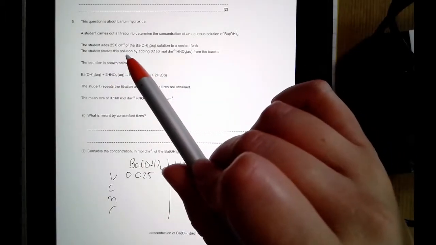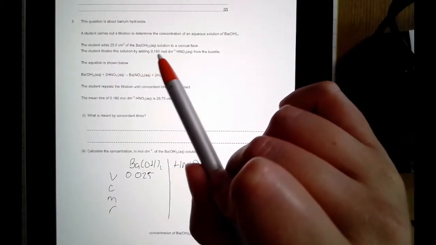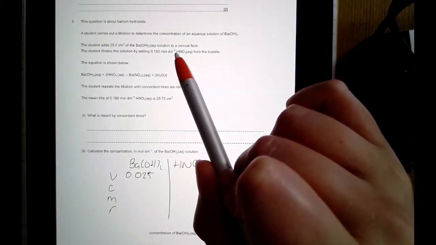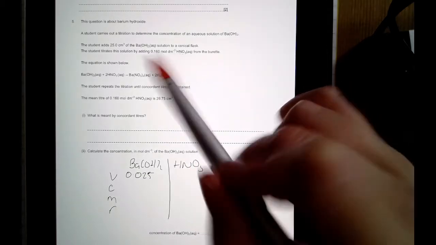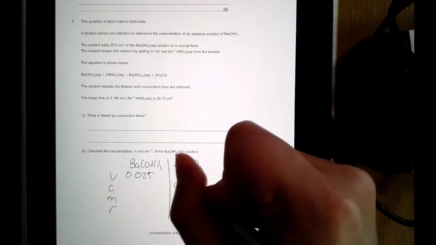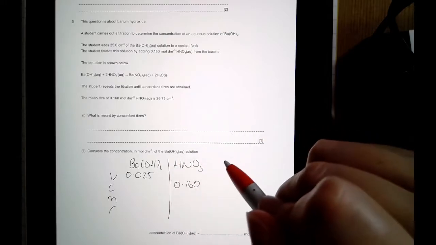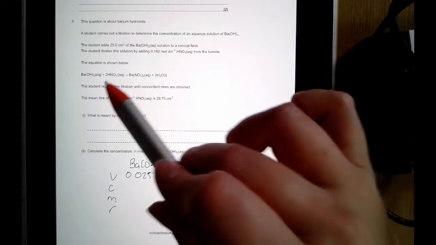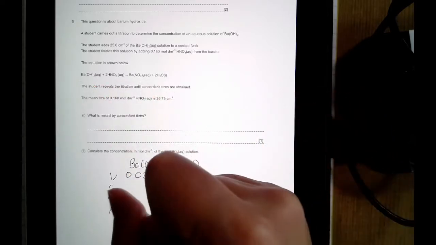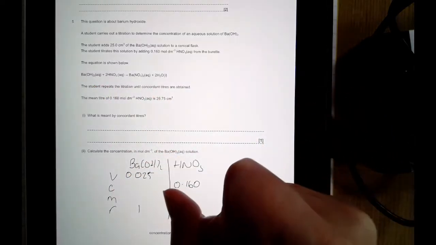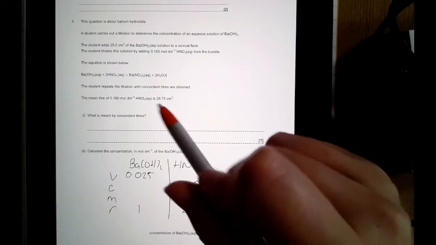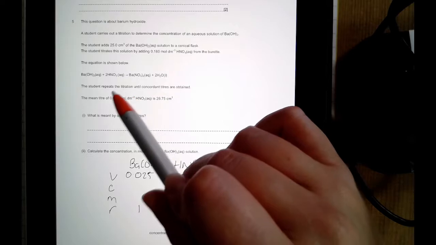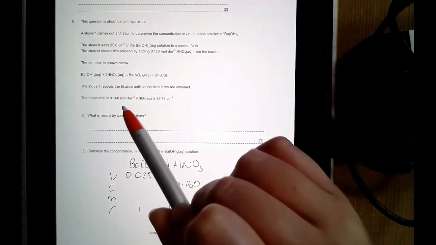The next line says it titrates the solution by adding something moles per decimeters cubed. So moles per decimeters cubed is going to be concentration, and they're talking about HNO3. I don't need to do any unit conversions with concentration, so I can just plug that number straight in. The equation is shown below, so from the equation I can get the ratio. There's nothing in front of Ba(OH)2, so that's going to be a 1, and in front of nitric acid I've got a 2. And then the last line here, it says the mean titer of the concentration, so they've just given me that same value again.